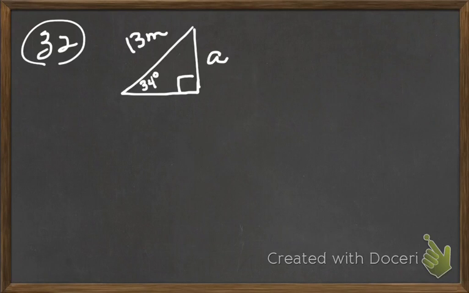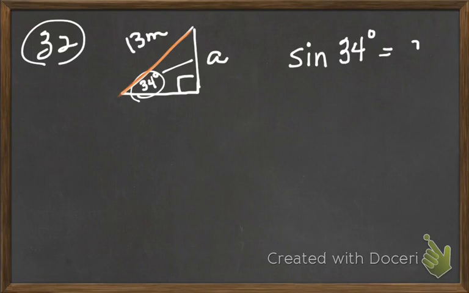So we're trying to solve for side A. We look at the angle that they give us, not the right angle, but the other angle. A is the opposite side. 13 is the hypotenuse. So what have we got to use? Sine, cosine, or tangent to solve this one? Opposite and hypotenuse. Sine. So we're going to write sine of 34 degrees is equal to the opposite side, which is A, over the hypotenuse, which is 13.